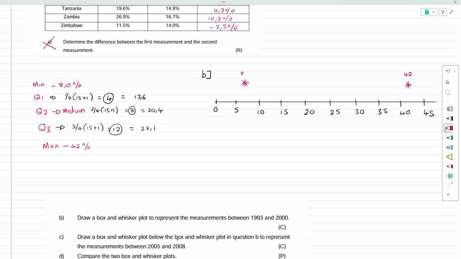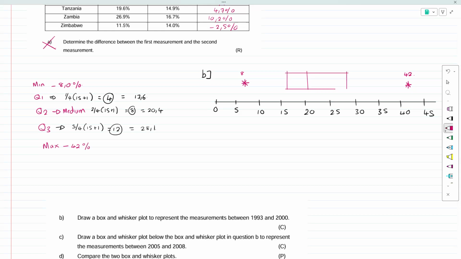The next part is to draw the lines for the median. The median is 20.4, which is there. Ooh, a little bit less actually. 20.4. What is the quartile 1? 17.6, somewhere there. Okay, I shouldn't have drawn that. And the quartile 3 is 28, somewhere there. So now this is our box and whisker.